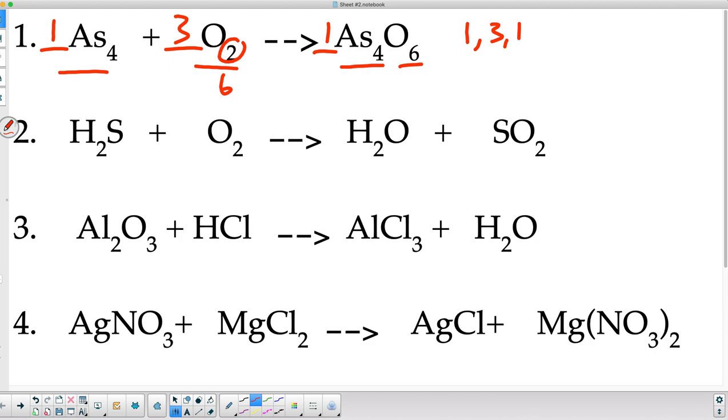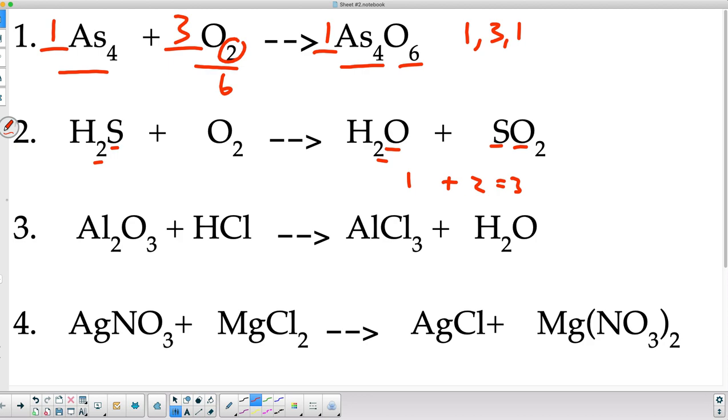For number 2, I have my reactants of H2S and O2, and then H2O plus SO2. Notice that oxygen goes with both hydrogen and the sulfur on the right-hand side. You see it here with a 1, and you see it here with a 2. So this is going to give us a problem, and here's how I can recognize that. My hydrogens are 2 and 2, good for now. My sulfur is 1 and 1, good for now. My problem is that I have 1 plus 2 oxygens equals 3 on the right-hand side.